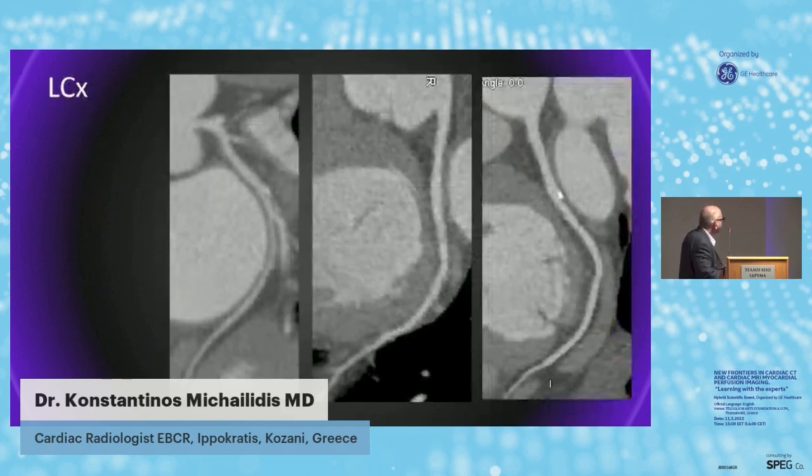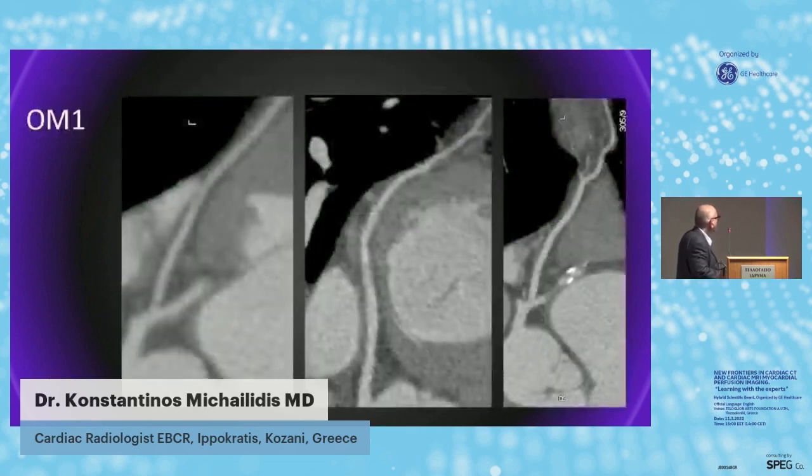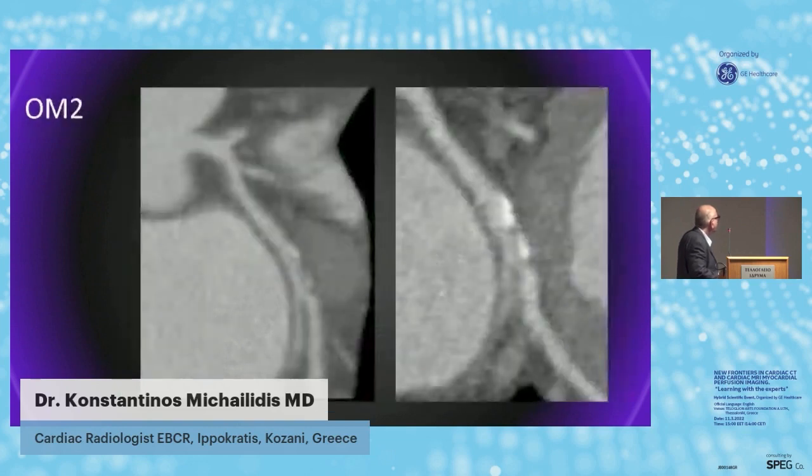And here we can see the circumflex artery, 2008, very nice images, noisy images, but good resolution, very decreased radiation though. And we can see here that circumflex is quite well. And here we can see the obtuse marginal one, which is again a very nice vessel. What happened to the OM2?